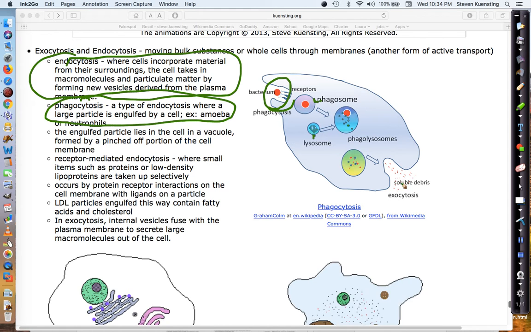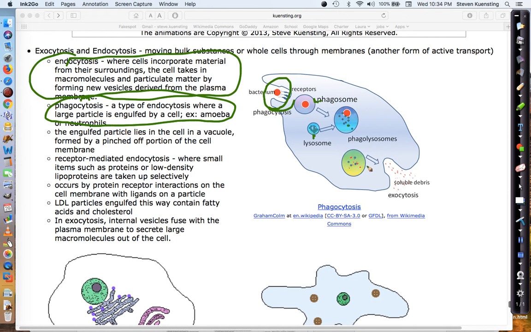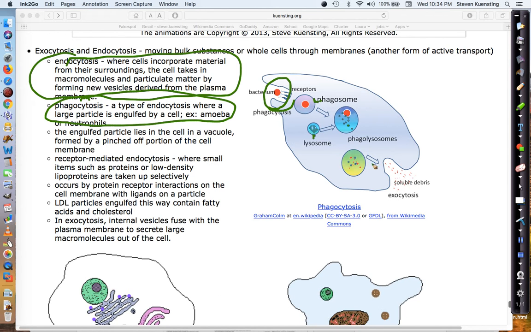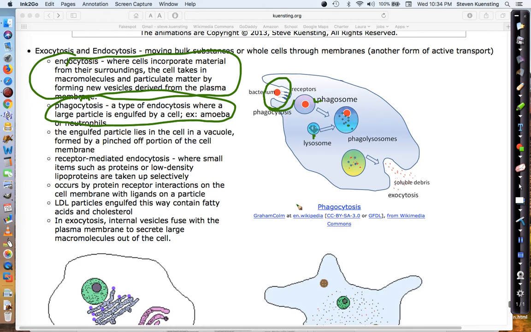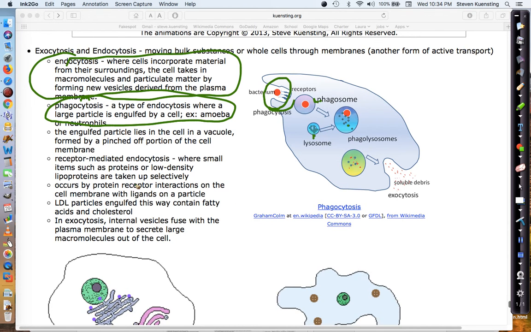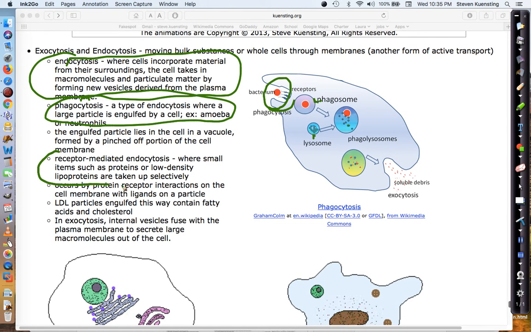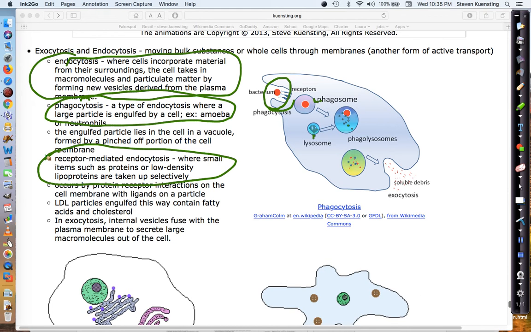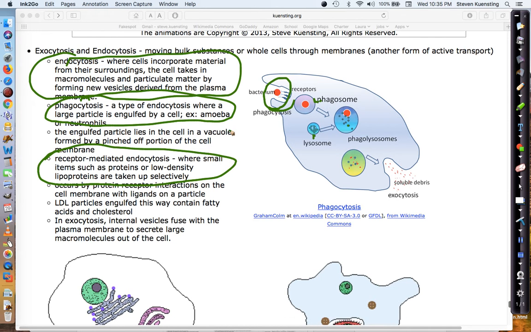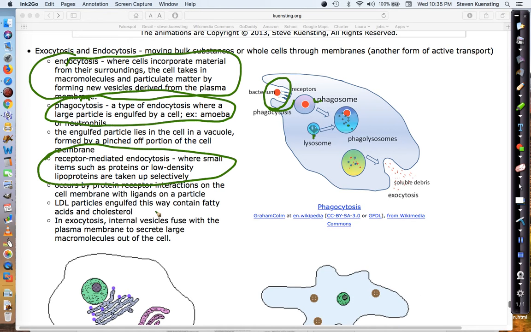This can actually be a problem because sometimes the exocytosis includes a toxin which is dumped out, and then it poisons the rest of your body and kills you. That happens in some bacterial infections like meningitis and things. So there's also receptor-mediated endocytosis. That's similar to phagocytosis, but instead of being whole cells, it's just clusters of molecules that are being engulfed.